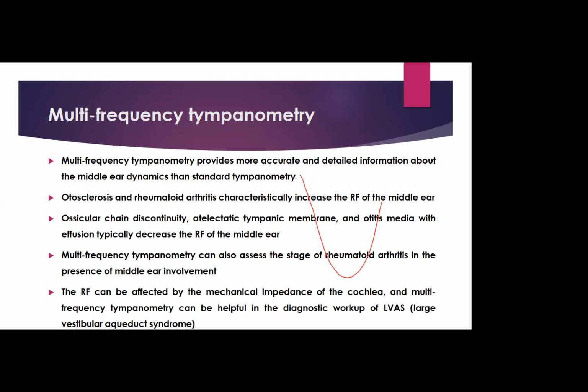Specifically, the conditions of otosclerosis and rheumatoid arthritis characteristically increase the resonance frequency of the middle ear, whereas conditions such as ossicular chain discontinuity, atelectatic tympanic membrane, and otitis media with effusion typically decrease the resonance frequency of the middle ear. So it can also assess the stages of rheumatoid arthritis in presence of middle ear involvement. The resonance frequency can be affected by the mechanical impedance of the cochlea, and thus multi-frequency tympanometry can be helpful in the diagnostic workup of large vestibular aqueduct syndrome.